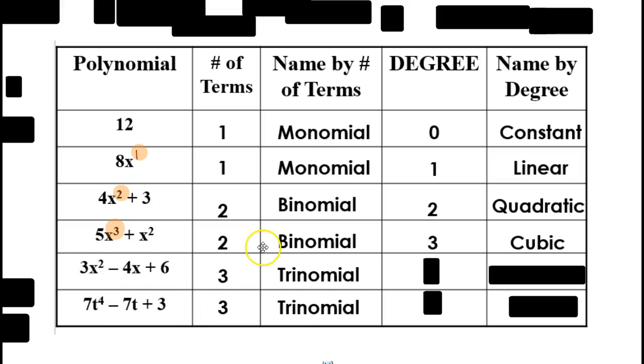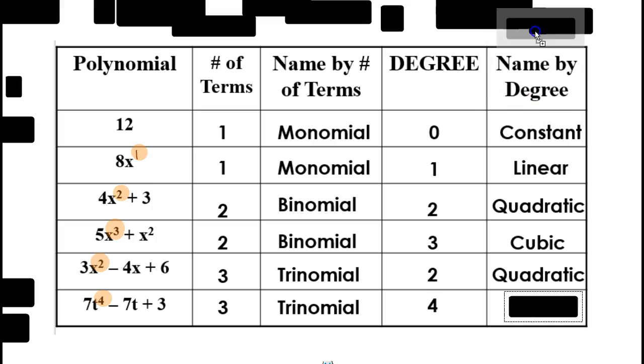The degrees may be different. In this case, they are. We have a degree of 2. And if the degree is 2, we call it a quadratic. If the degree is 4, we call it a quartic. Degrees of 4 are called quartics.